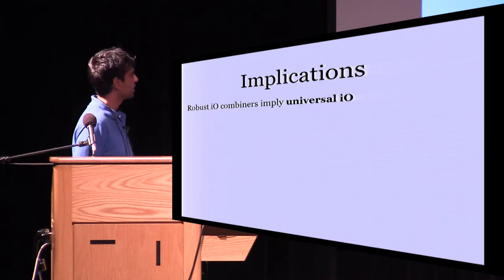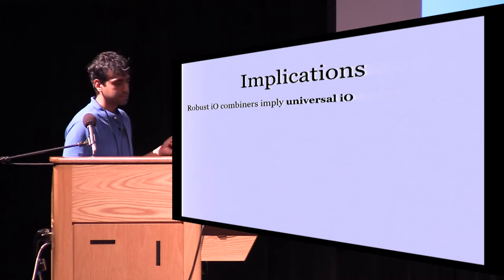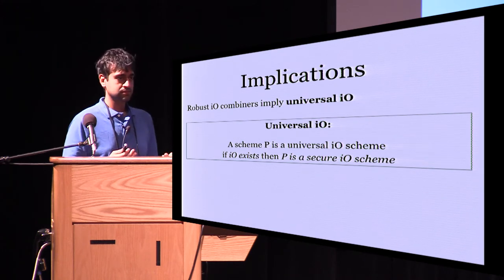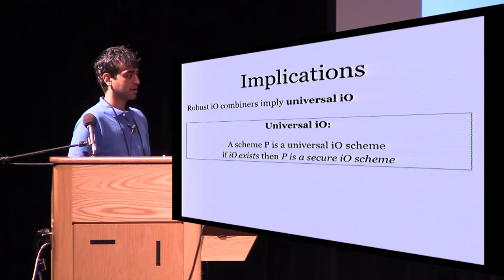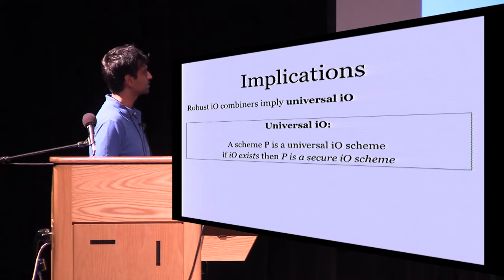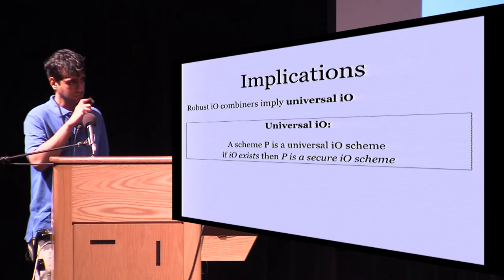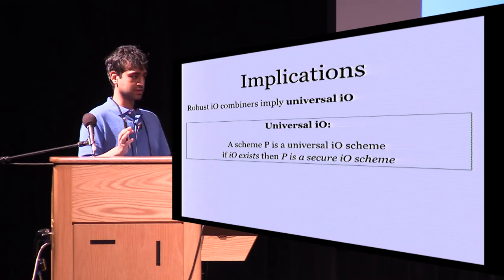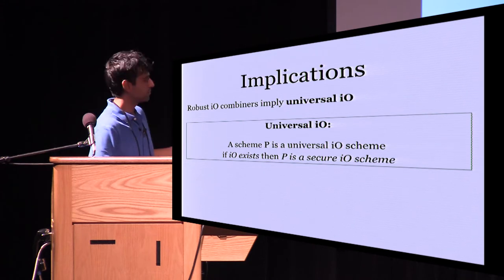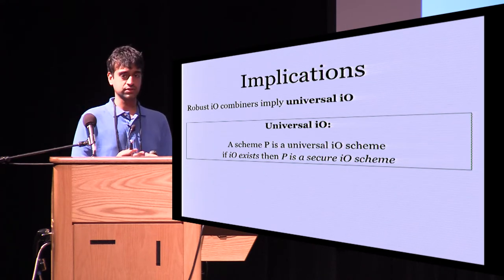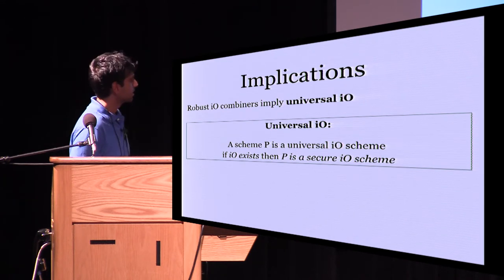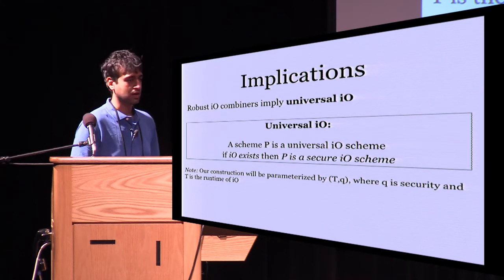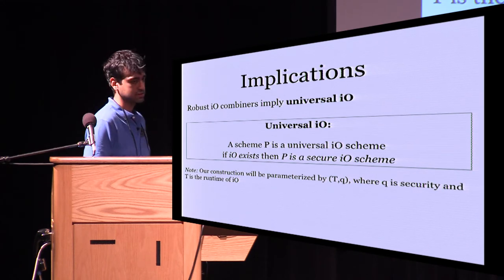Okay, so let's see why robust combiners are useful. They imply what we call universal IO. So what is universal IO? A scheme is said to be a universal IO scheme if, whenever IO exists, this particular scheme is a secure IO scheme. To state it in a different way, if you show that IO exists, then this particular description of the universal IO scheme is a secure IO scheme. I'm omitting parameters T and Q from this description, where T denotes the running time of the IO scheme that exists, and Q is the security loss.